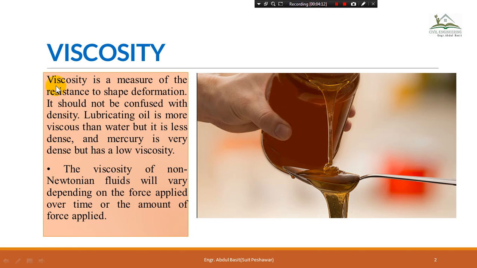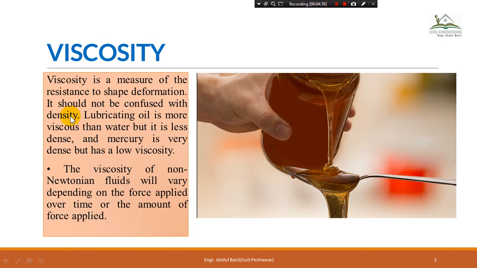So here is a definition: viscosity is a measure of resistance to shape deformation. It should not be confused with density, which is something else. If you look at honey, you will feel it is a dense material as compared to water. It may be correct, but this is not the measurement of viscosity. Density is something else and viscosity is something else.